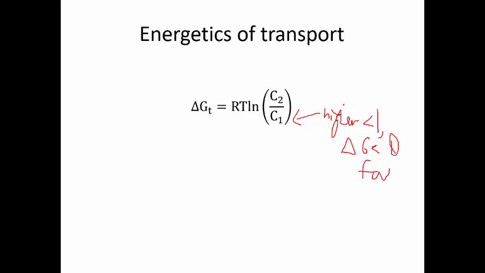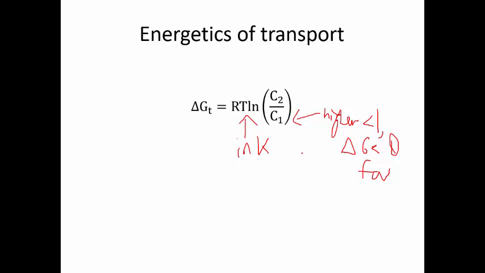Right? And if C1 is lower, aka it's moving to a more concentrated side, this whole term would be bigger than 1. The natural log of something bigger than 1 is positive, so now the delta G is positive, and it would be unfavorable. We know this because R is always a positive number, and T has to be in Kelvin, so T is always a positive number as well.